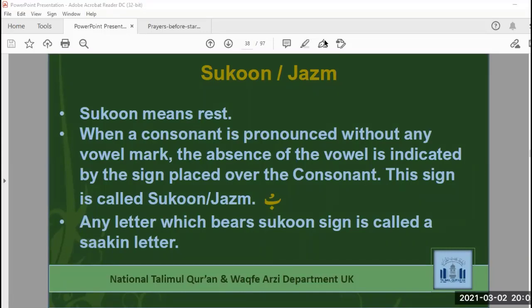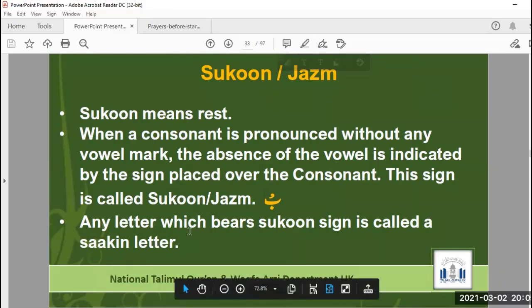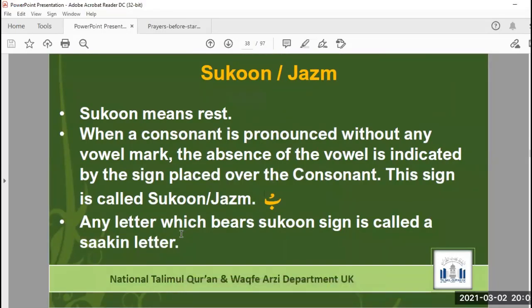Assalamualaikum Talha. Walaikum salam. Okay. We learned sakun means rest. When a consonant is pronounced without any vowel mark, the absence of the vowel is indicated by the sign placed over the consonant. This sign is called sakun, jazm. Any letter which bears sakun as sign is called a sakin letter.